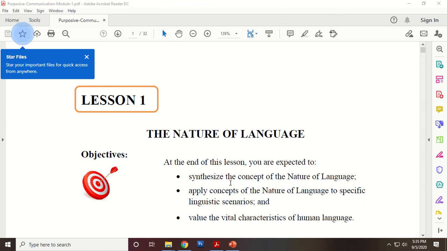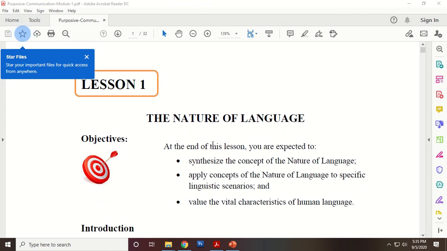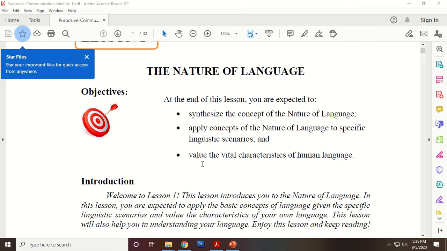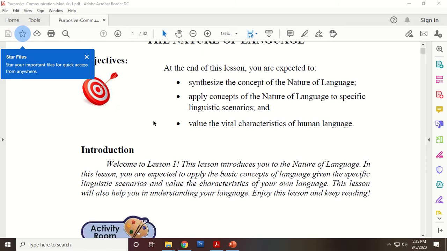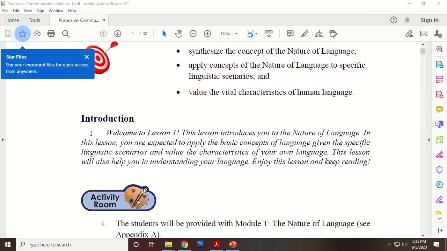Alright, so let's start with Lesson 1, which is the nature of language. In this part, you are going to read the objectives, what the lesson wants you to learn at the end of it. Next we have the introduction. Welcome to Lesson 1. This lesson introduces you to the nature of language.